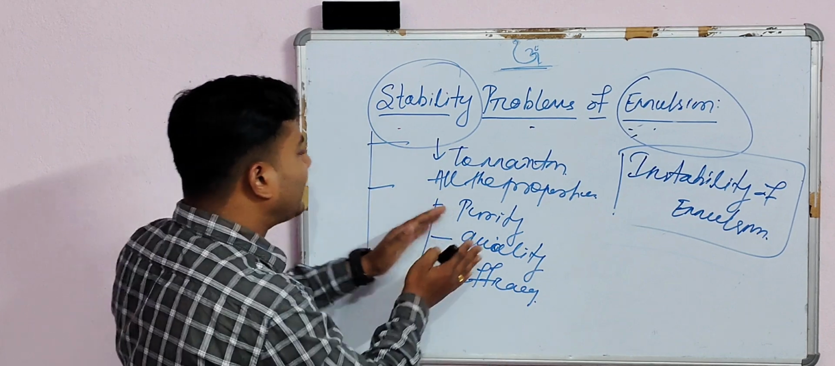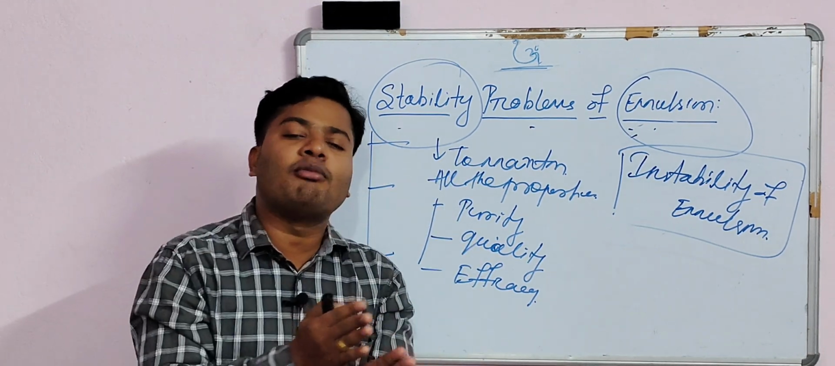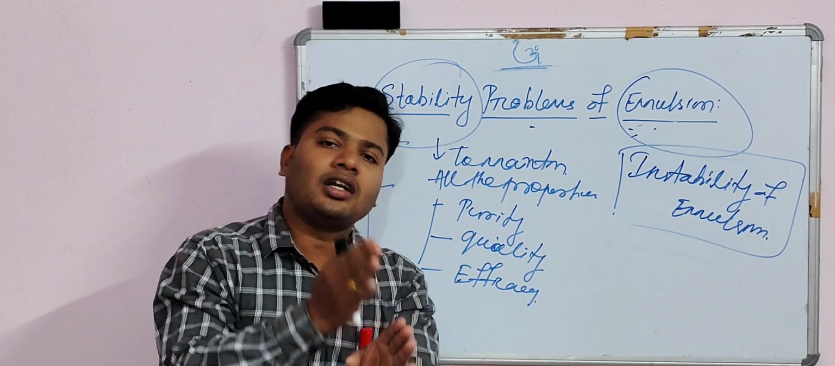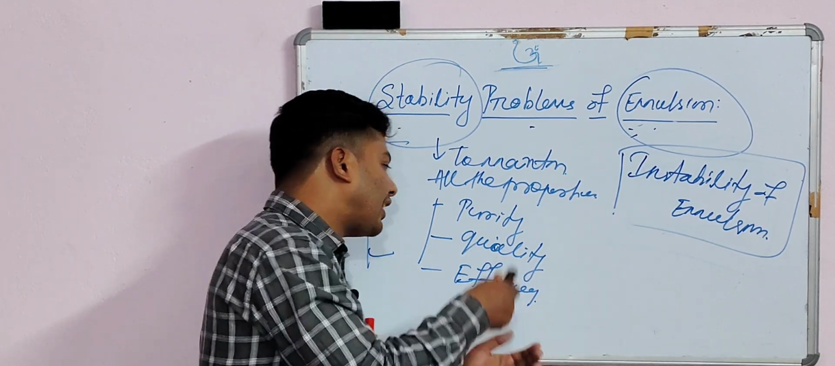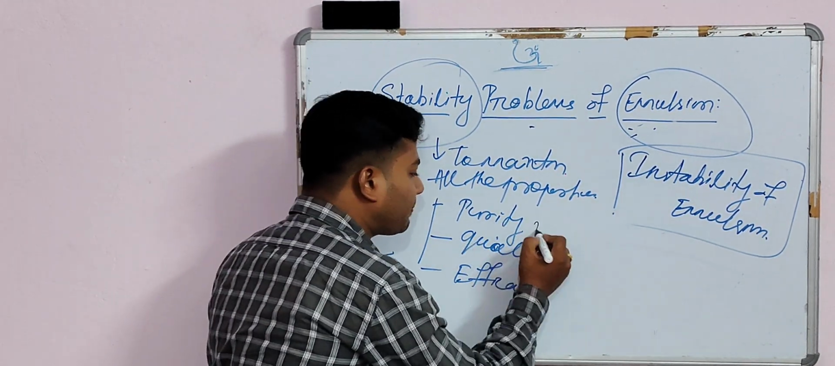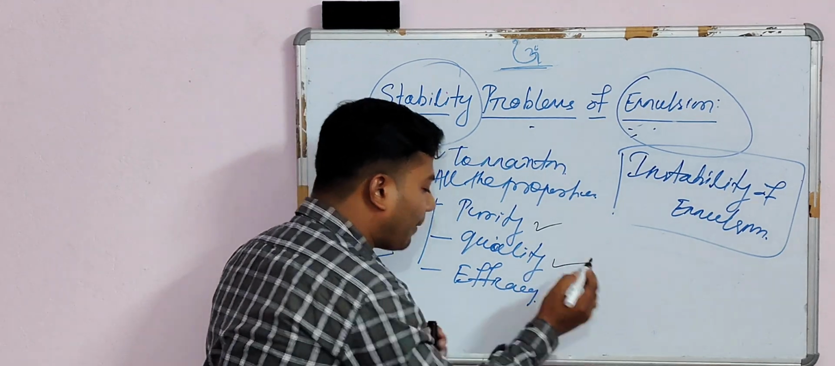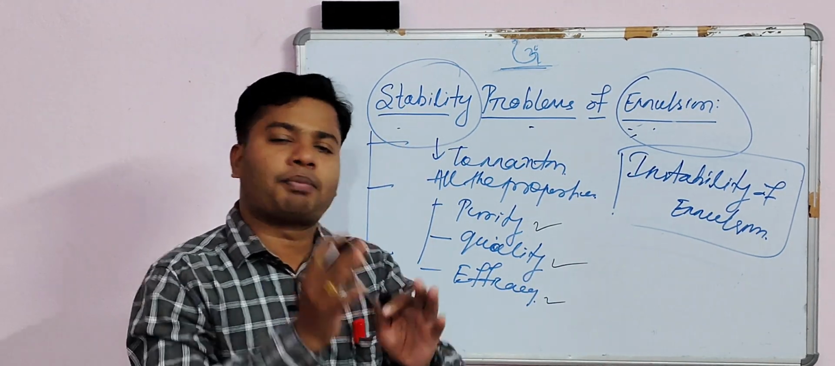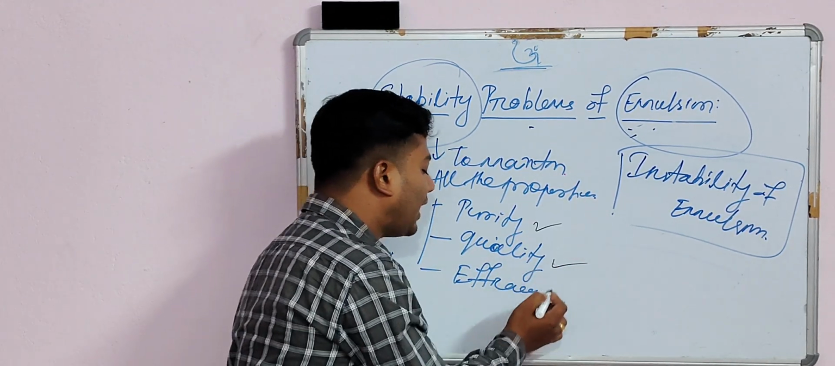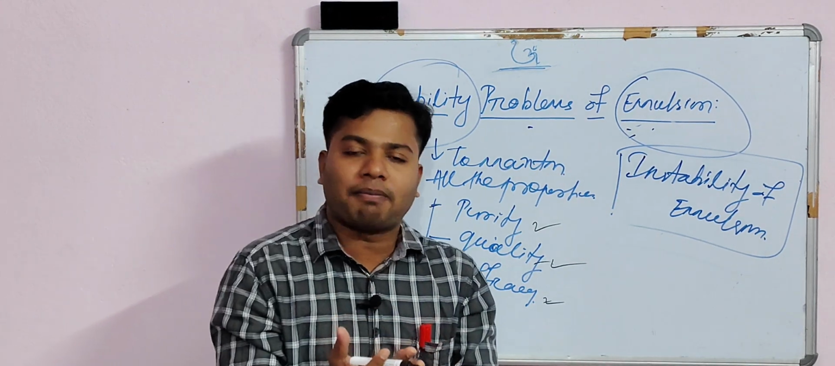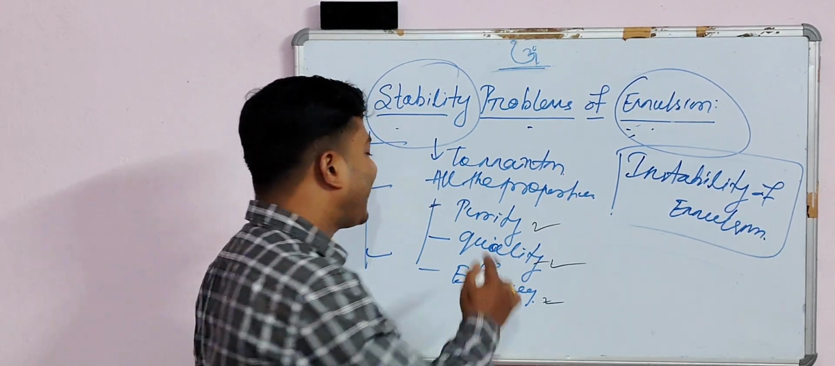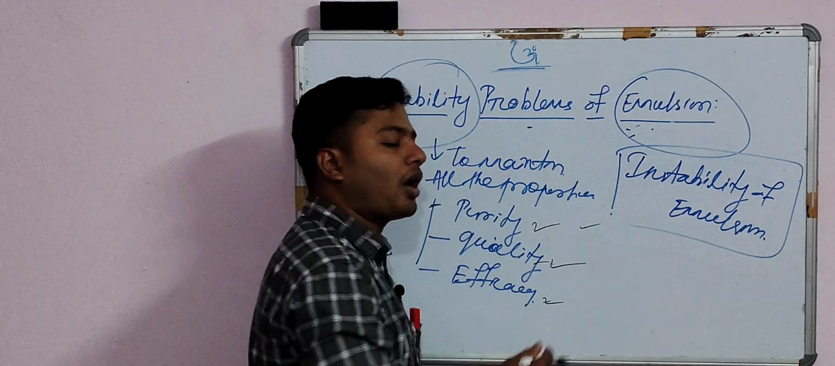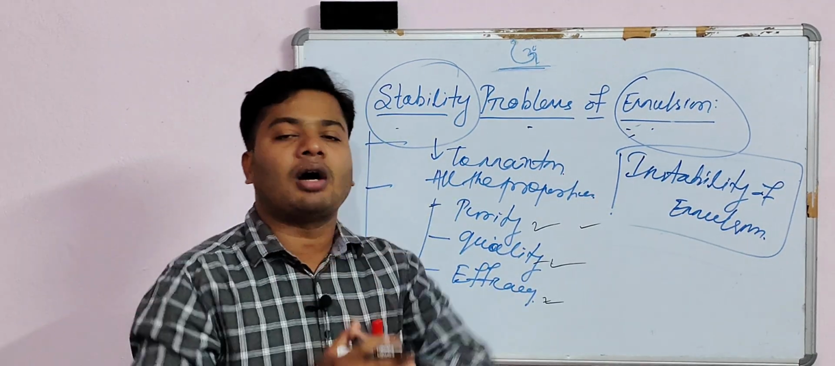So my dear students, when the product maintains all the properties, that is the stability of a product. Which properties? Purity, quality and efficacy. When the product maintains the purity, quality and efficacy throughout its shelf life, at that time you can say that is the stability of a product.